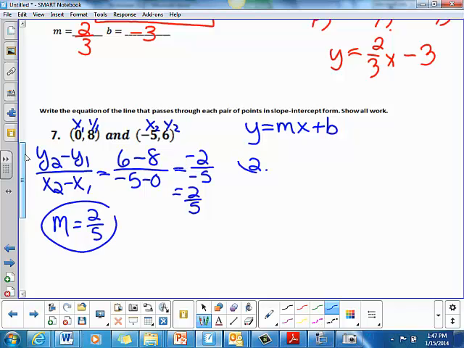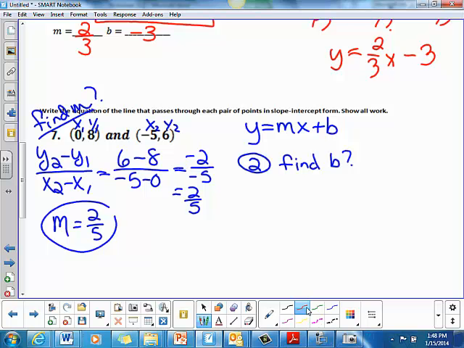The second thing I need to do is find b. How am I going to do that? What do you guys think? You guys did it in your notes last night. How can I find b? Do I know a point? Do I have an x or y value somewhere? Oh, yeah. Alexis. You'll take the y and x, and you'll replace the m.